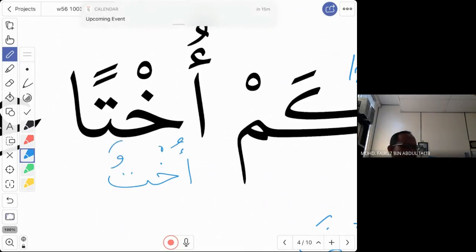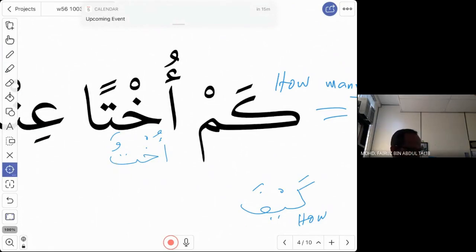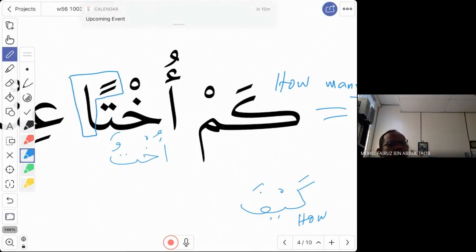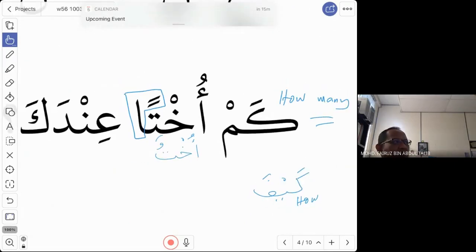This is the grammar rule for the word kam. If you want to use kam, you want to say how many, how much, this is the rule. You take the word and then you end the word with this tanween. So it becomes kam ukhtan. You will not say kam ukhtun, we will not say kam ukhtin. Instead, we will say kam ukhtan. So this is a bit of the grammar function of the word kam. Every time you want to say how many, you say kam and then add an tanween at the end of the word, kam ukhtan.